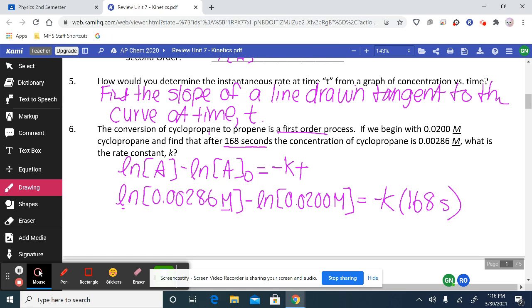Okay, so when I type in the natural log of my concentration minus the natural log of my initial concentration, I divide that by 168 seconds, and I take the inverse for that negative K. I get a K constant equal to 0.0116, and then my unit there for K should be inverse seconds.